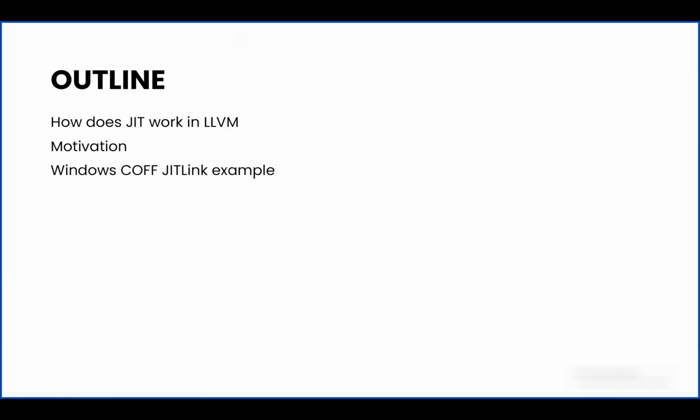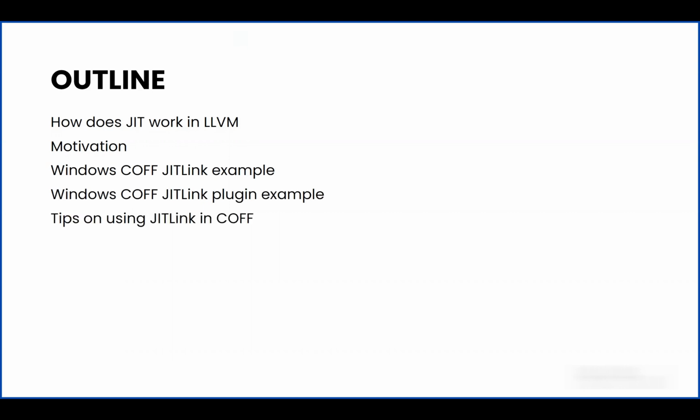So here's the outline of this talk. We're going to talk about how JIT works inside LLVM, and some motivation for JITLink. And we will dive right into some examples, building some Windows JIT applications. And we're going to write some plugins too. And I'm going to share some tips on using JITLink with COFF and tips on developing JITLink itself. And finally, I'll show a Clang level demo, putting all these things together.